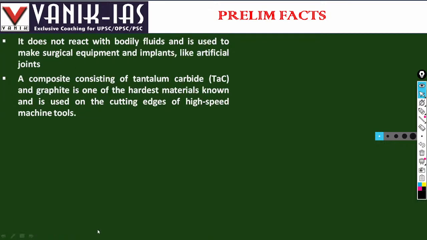It does not react with bodily fluids and is used to make surgical equipment and implants like artificial joints. A composite consisting of tantalum carbide and graphite is one of the hardest materials known and is used on the cutting edge of high speed machine tools.